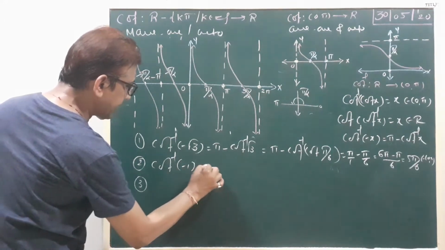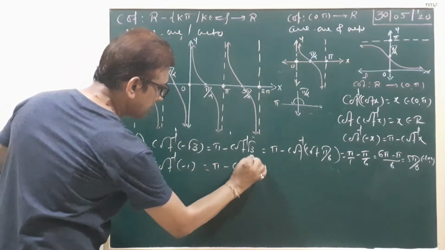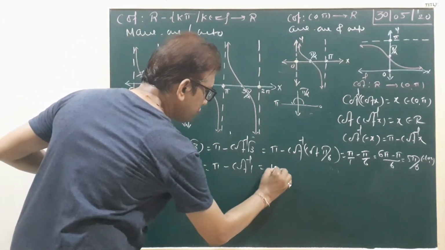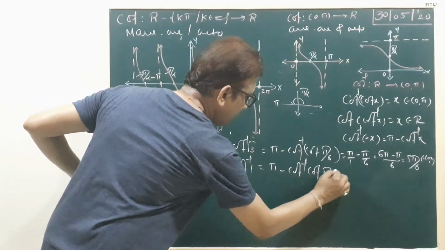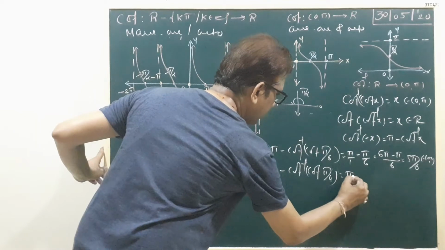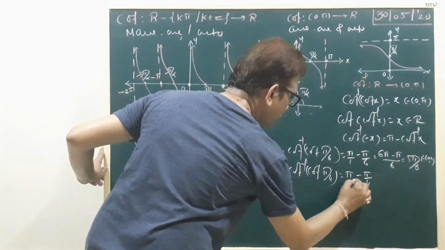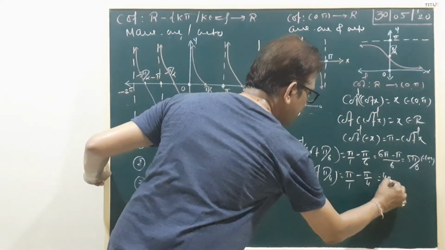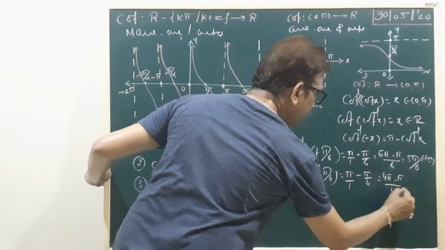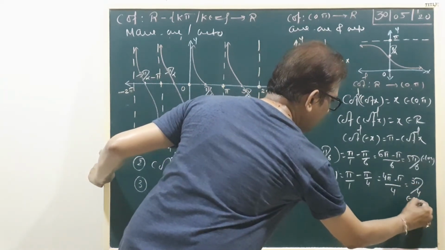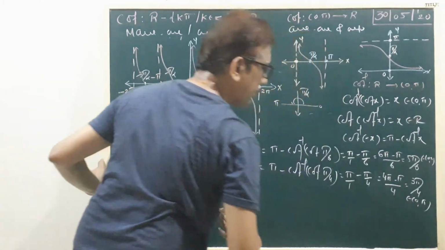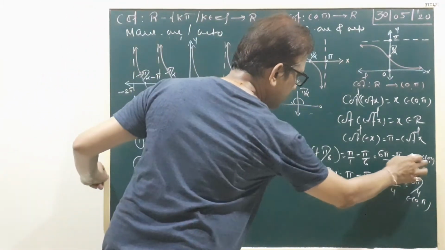Now cot inverse minus 1. So pi minus cot inverse 1. So we write here pi minus cot inverse cot pi by 4. Okay. So pi minus pi by 4. Now cross multiplication: 4 pi minus pi upon 4. So the answer is 3 pi by 4, which belongs to 0 to pi. We write here the condition is a must.